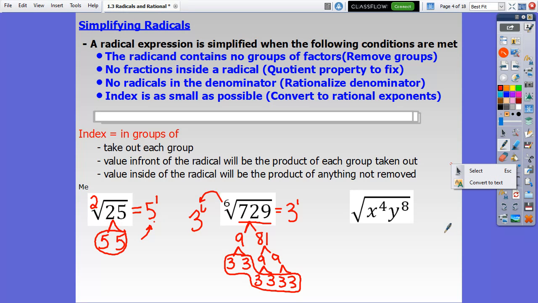Dealing with variables, we look here, and remember the exponents tell me how many I have, so I don't have to break them down and circle them. My index for this problem is a 2.